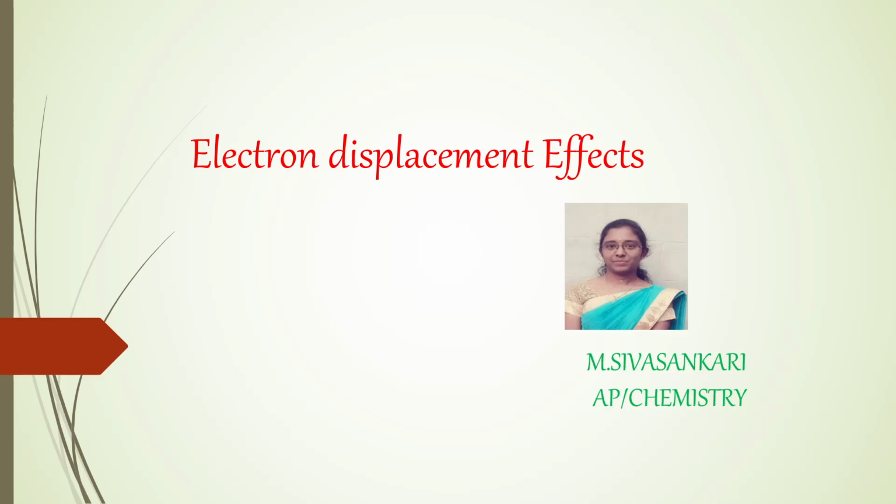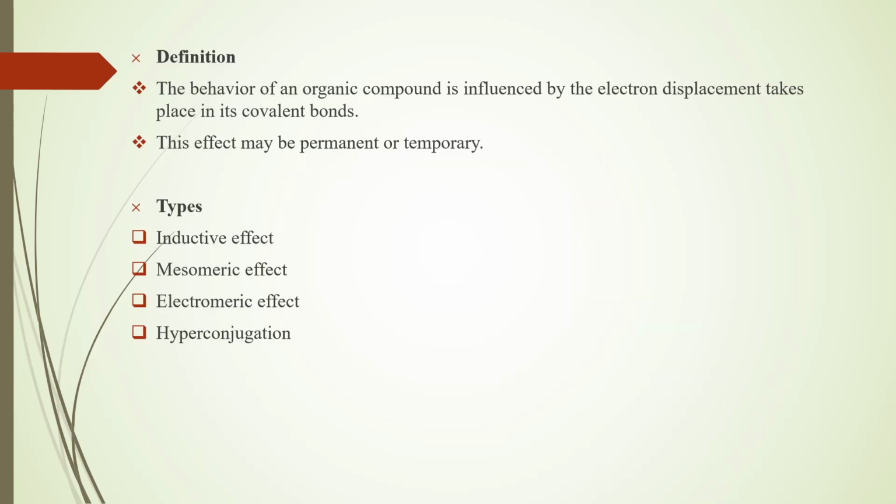Here we are going to discuss the electron displacement effect, the behavior of an organic compound which is influenced by the displacement of electrons in a covalent bond. This effect may be permanent or temporary. It can be classified into 4 different types: inductive effect, mesomeric effect, electromeric effect and hyperconjugation.